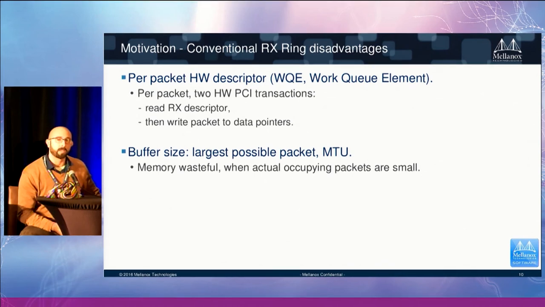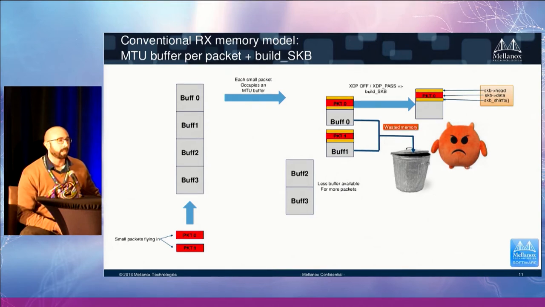Another thing is that we should be ready to receive packets of any size, so the buffer size should be the largest possible, which is MTU. And this is very wasteful when the actual incoming packets are very small. The memory model of the conventional Rx ring is like this. We have the buffers, and let's say small packets are flying in. Each packet goes into its own buffer. You can see, for example, that out of the large MTU allocated memory, we use only a small amount, and all the rest is just wasted. That is what we want to avoid.